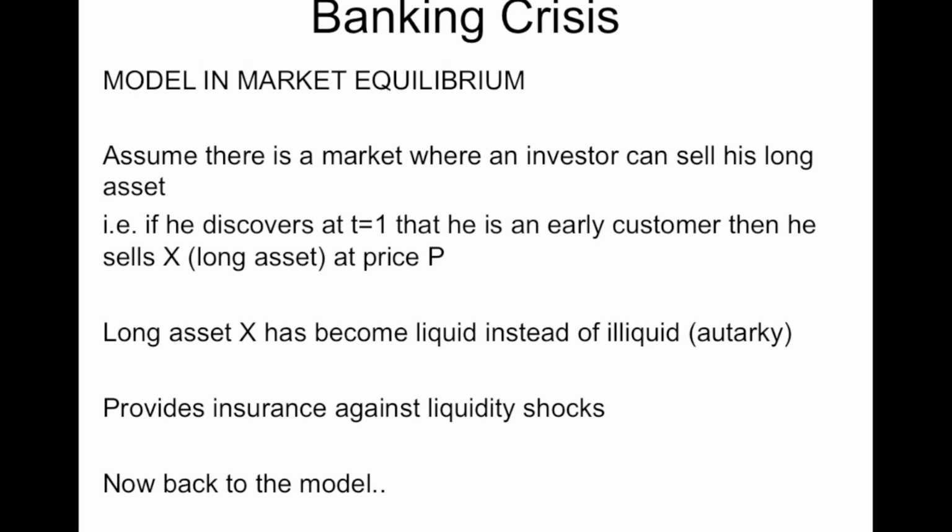By this, what I mean is that if he discovers that t is equal to 1, that he's an early customer, that means he needs the money or he needs the resources early, then he can sell his long asset at a certain price P. So he's able to find a buyer for his long asset. What we mean is that the long asset, which was illiquid earlier, now becomes liquid. This actually provides him insurance against any shocks that might come to liquidity. Before, we assumed that he cannot sell it, but now he can sell it and he could get insurance against liquidity shocks.